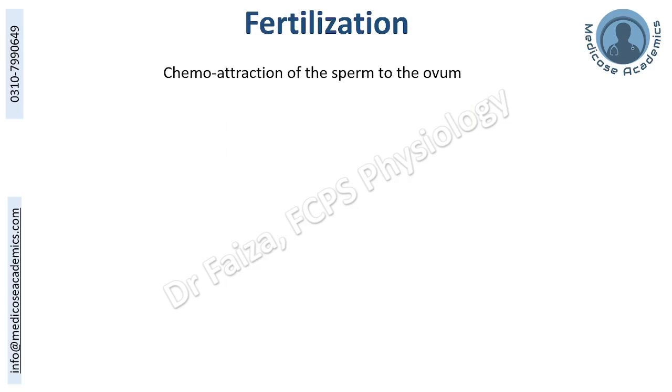So step by step, there was first chemoattraction of the sperm to the ovum because of the release of the prostaglandin from the follicular cells.